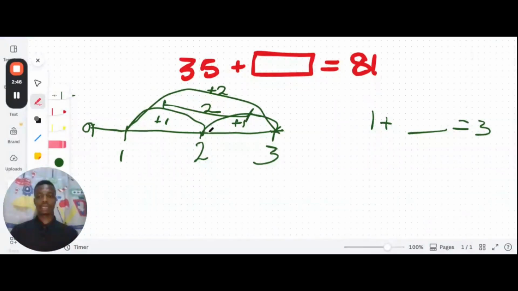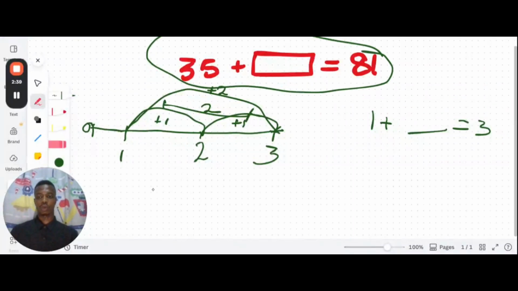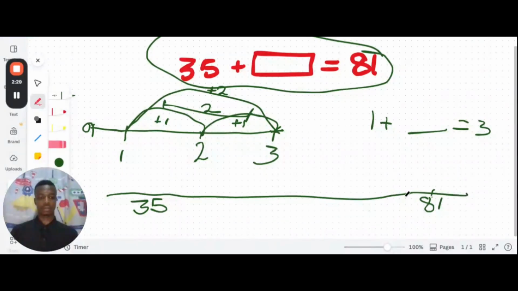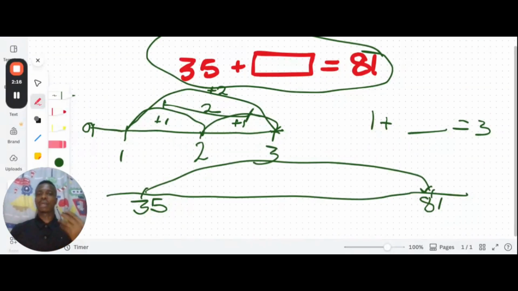Alright, so let's apply the same principle to this example we see right here. We draw a number line and we put 35 here and we put 81 right here. Alright, so we want to count how many steps would take us from 35 to 81. Well, that is a lot of jumps. So let's break it down a little bit. You can break it down anyhow you want.